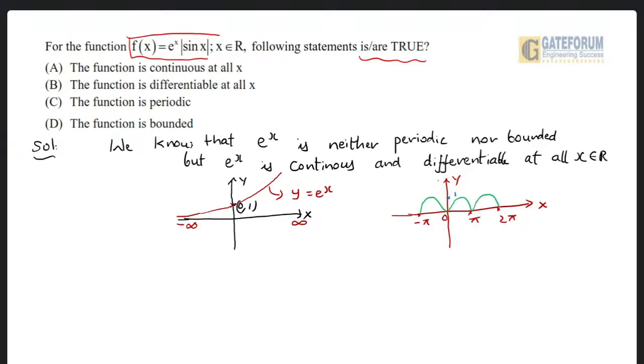Like this. So this never crosses 1. Okay. So this is a periodic function having period pi, and continuous. But mod sin x is not differentiable at corner points, at 0, pi, 2 pi, minus pi, etc.